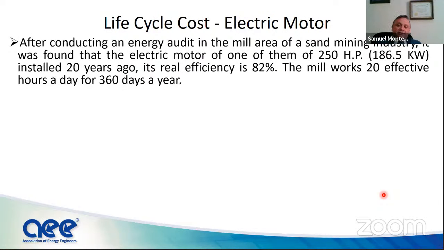The final one is the life cycle cost for an electrical motor. After conducting an energy audit in the mill area of this milling industry, it was found that one of the electrical motors, 250 horsepower, was installed 20 years ago. Its real efficiency is 82%. The mills work 20 effective hours a day for 360 days a year.